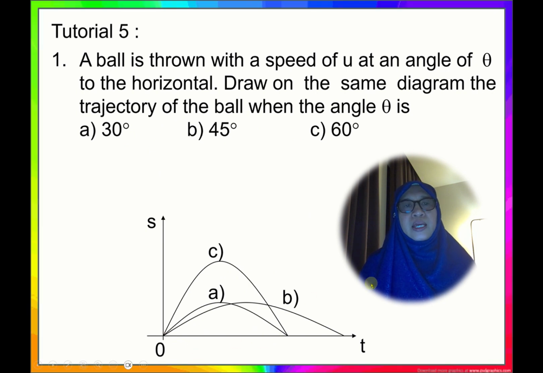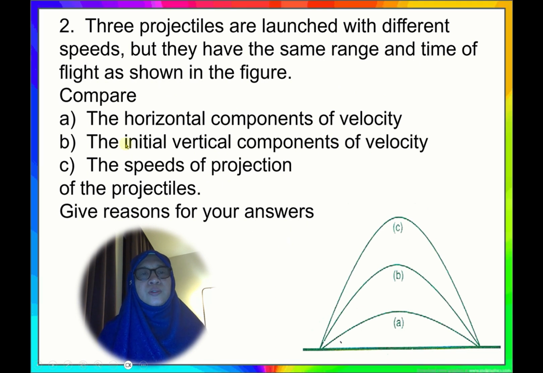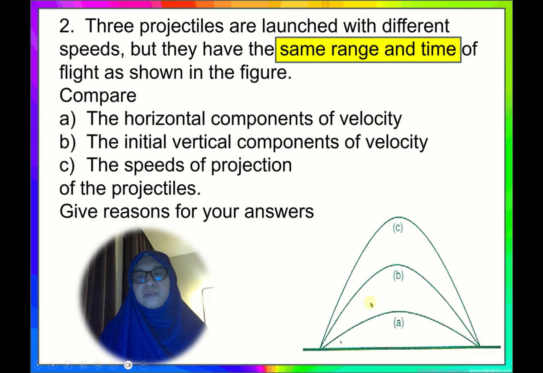Okay, so next we go to question 2. Three projectiles are launched with different speeds, but they have the same range and time of flight as shown in the figure. Compare the horizontal components of velocity, the initial vertical components of velocity, and the speeds of projection of the projectiles. Give reasons for your answers. Okay, so we do question A first. Remember that the question said all of the projectiles have the same range and the same time. So they reach here at the same time. Time taken is the same.